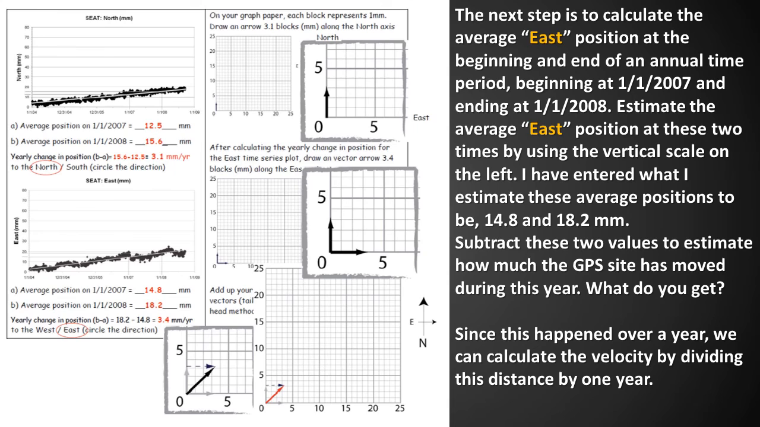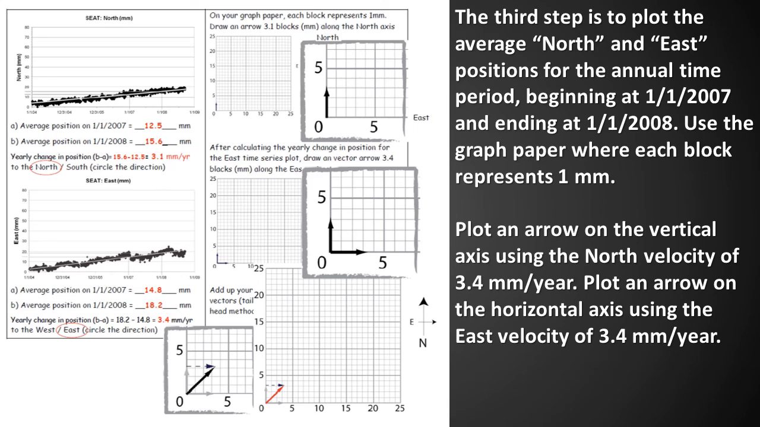Subtract these two values to estimate how much the GPS site has moved during the year. What do you get? I get 18.2 minus 14.8 equals 3.4 millimeters. Since this happened over a year, we can calculate the velocity by dividing this distance by 1 year. What do you get? I get 3.4 millimeters per year.